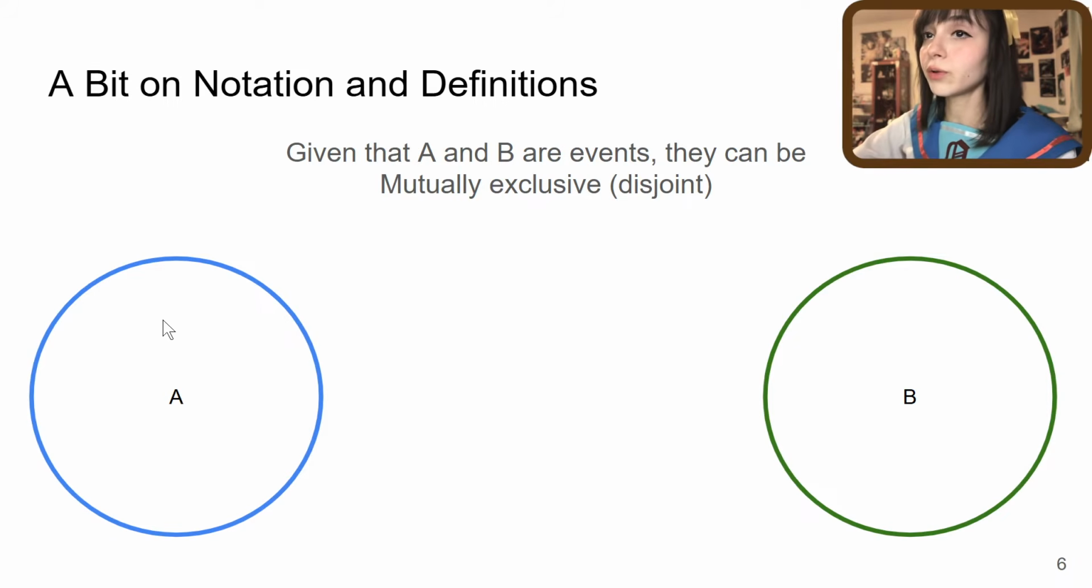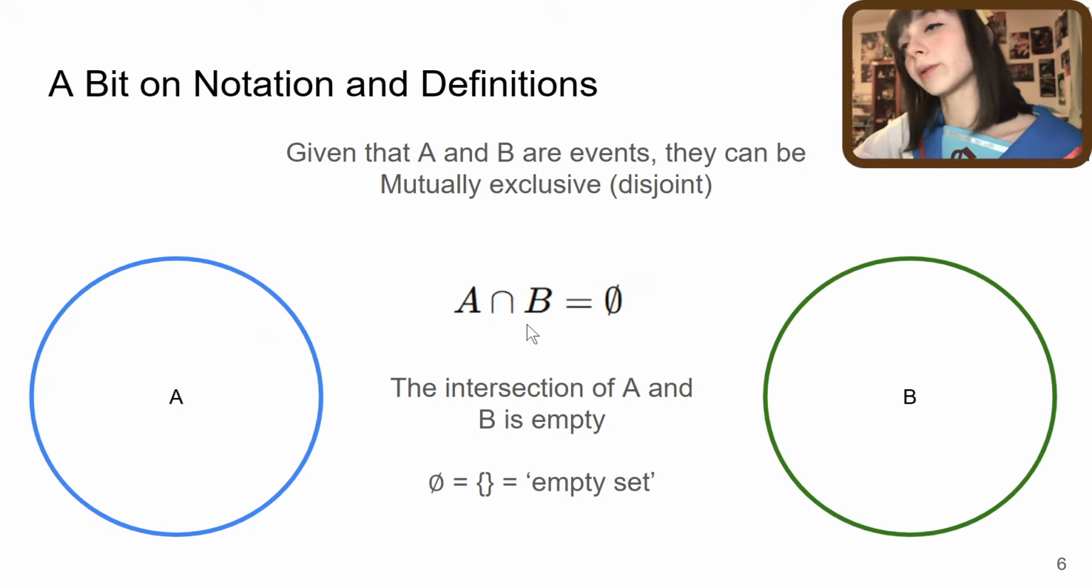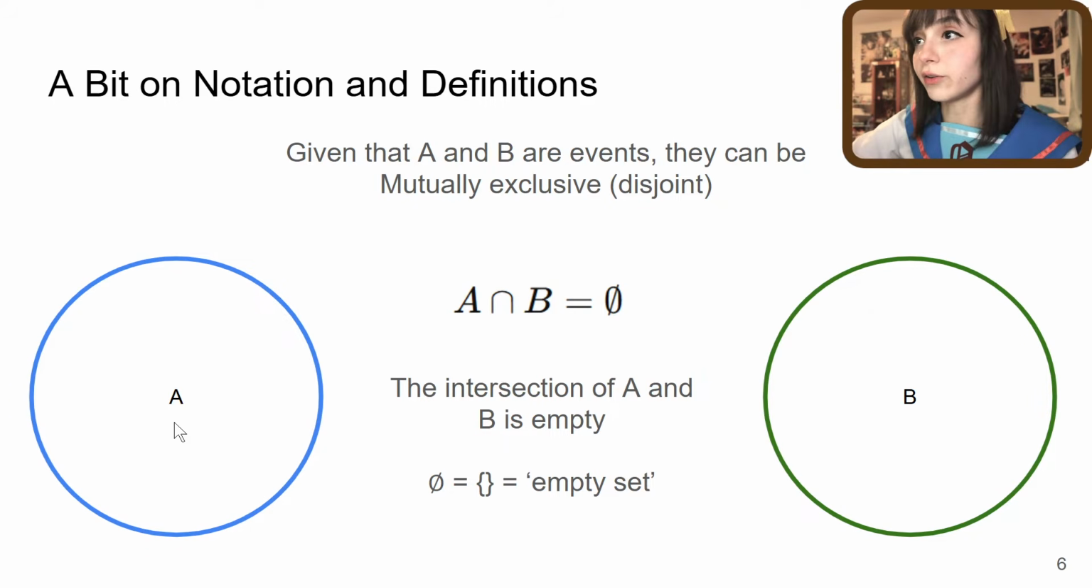And when I have two events, A and B, they can be mutually exclusive, meaning that they don't share anything in common, and this makes them disjoint. The definition is that the subset shared between A and B is the null set or the empty set, which is a set that contains nothing. So these guys are not touching at all anywhere. Nothing that is contained in A is contained in B.